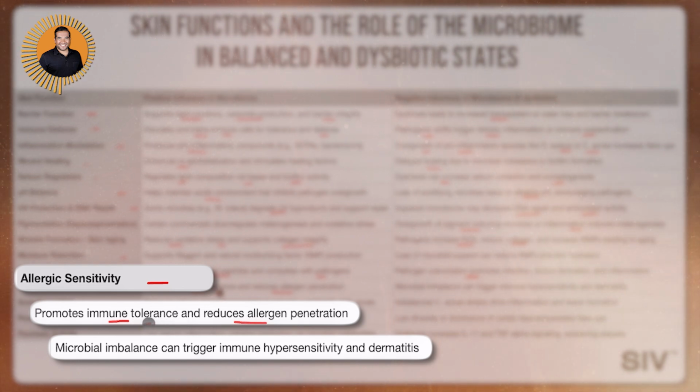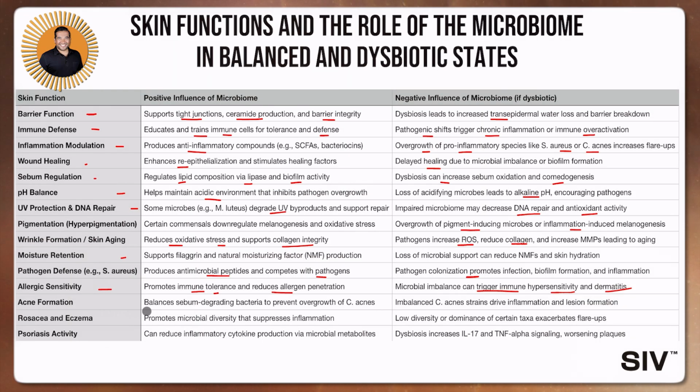And again, back to that immune tolerance, right? We want that immune tolerance as well. And if you have an imbalanced skin microbiome, it can trigger immune hypersensitivity and dermatitis as well, right? So you don't want that other end of the spectrum.